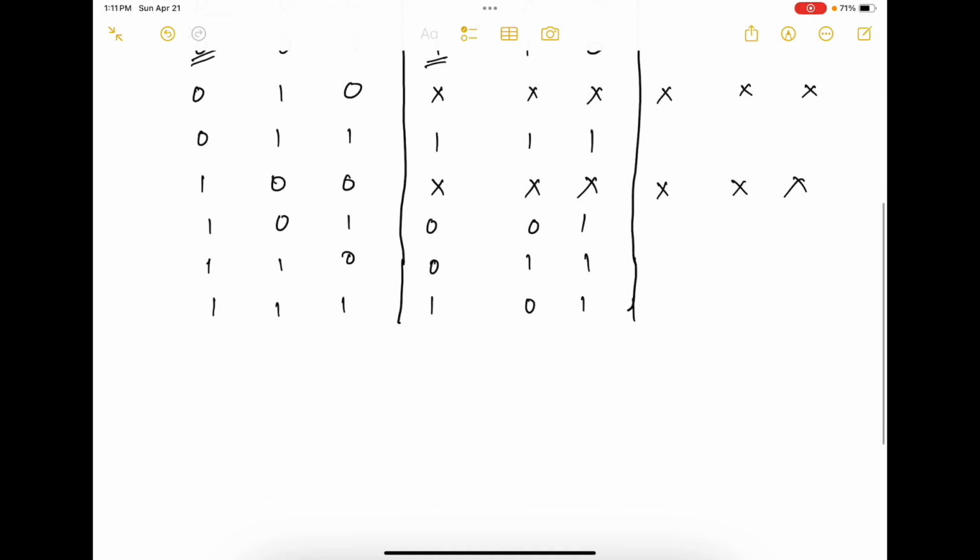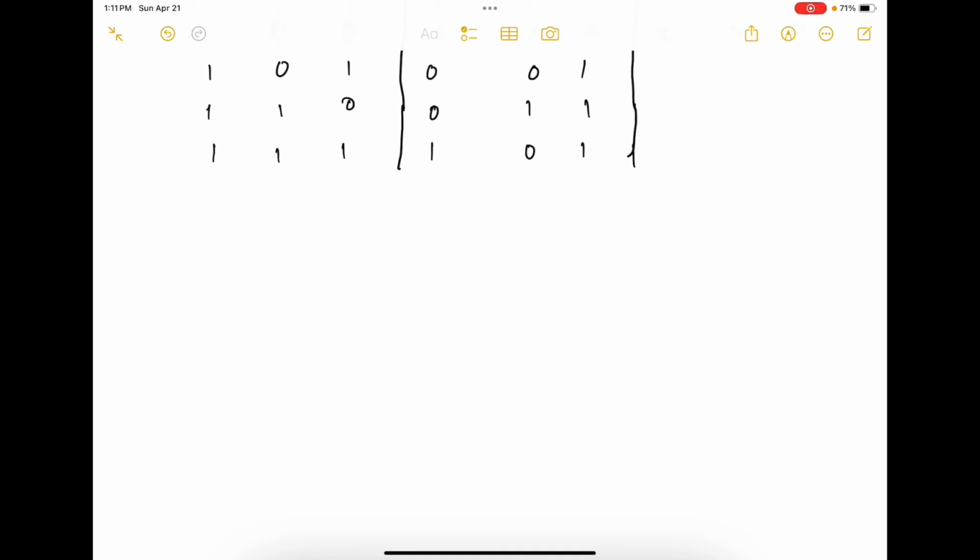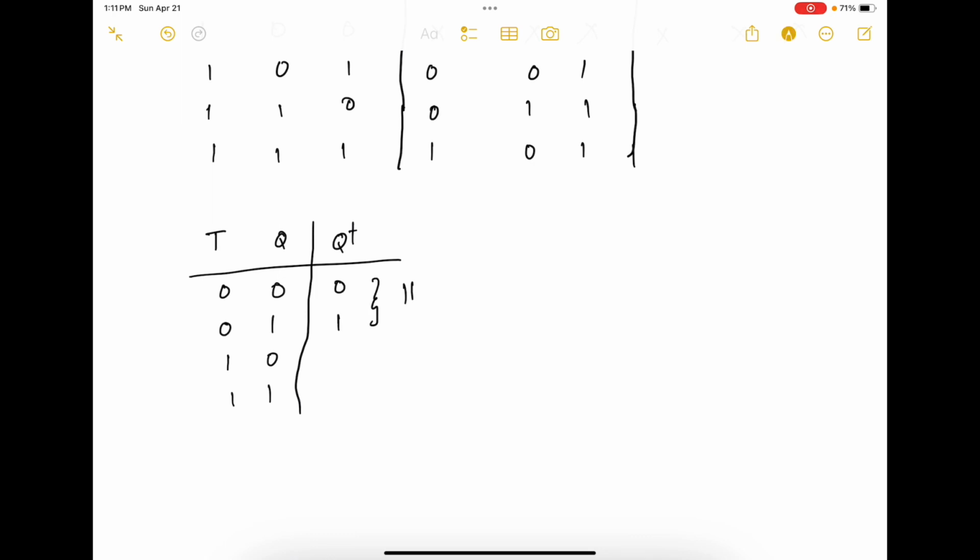To do that, we first need to write the truth table for a T flip-flop. In a T flip-flop, you have input T, the current state, and the next state. So you have 4 combinations. When T is 0, your Q plus will be Q, so it's just going to hold. When T is 1, that is toggle is 1, if Q is 0, Q plus is 1, and if Q is 1, Q plus is 0. So that's toggle.